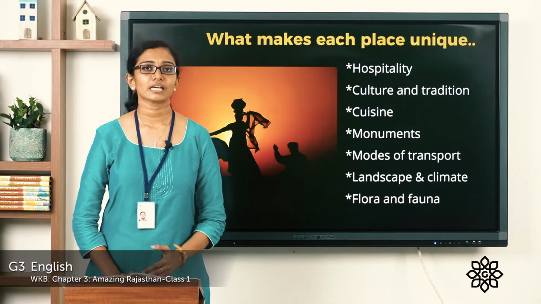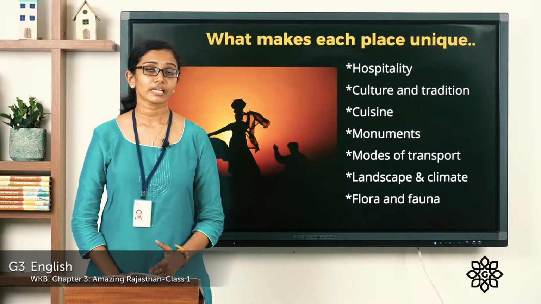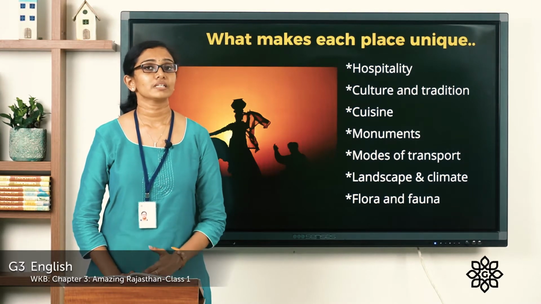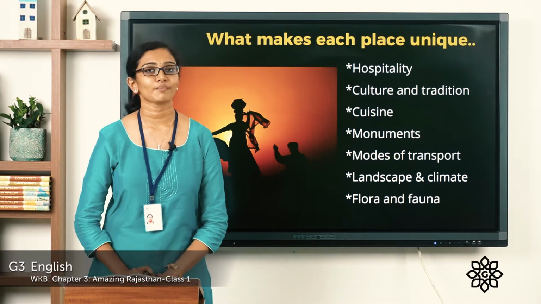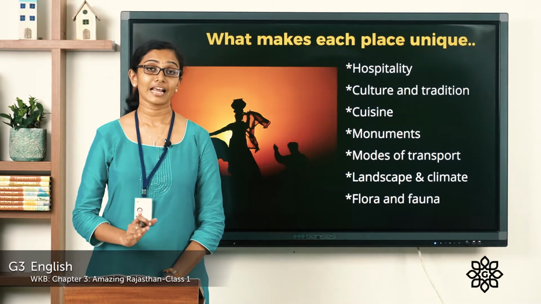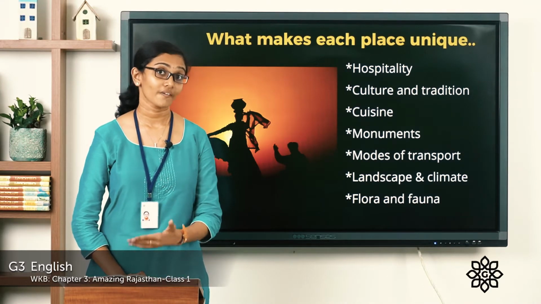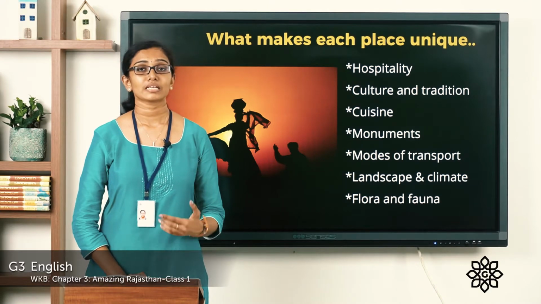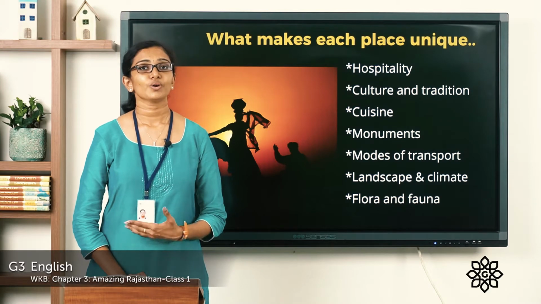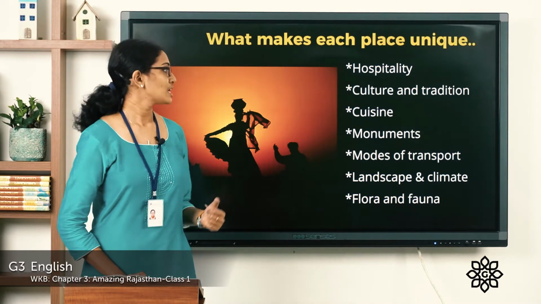And in some places, people use mostly water transport. In some places, people use mostly road transport. It depends a lot upon the landscape of that region. So, what do you mean by landscape? Landscape means what are the visible features that you can see on that land? The mountains, the roads, the oceans, the beaches, all those things that you see on the land. It forms the landscape of a region.